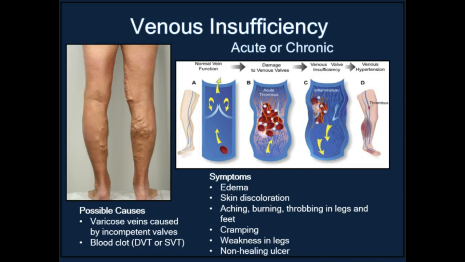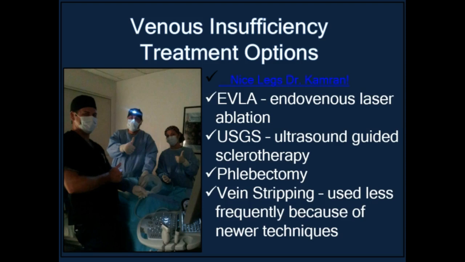Treatment of blood clots is systemic heparin and/or warfarin, bed rest, and possible surgical insertion of an inferior vena cava filter to prevent PE. The treatment of varicose veins caused by incompetent valves has improved drastically over the past decade. Previously, the only option was vein stripping.